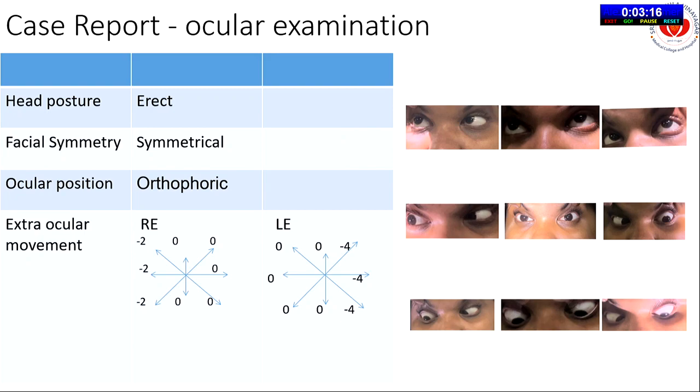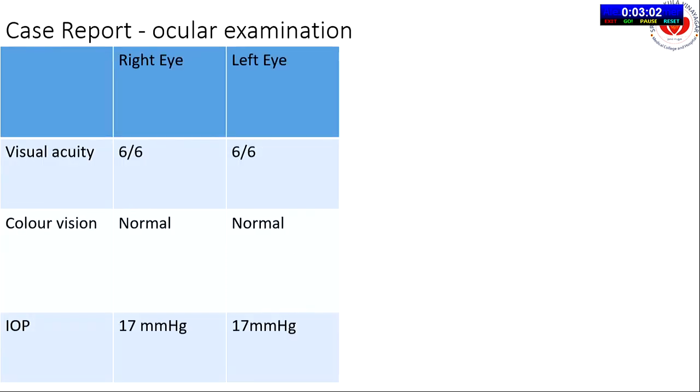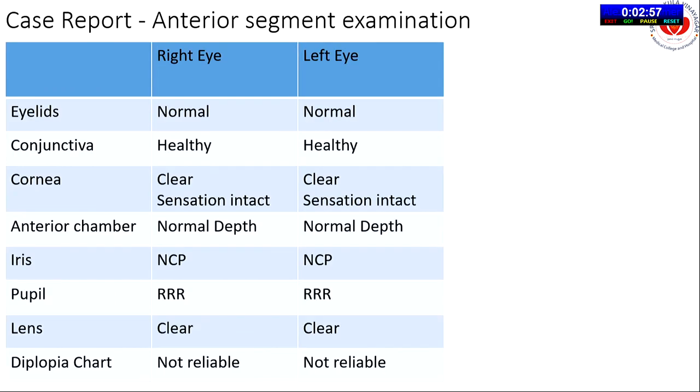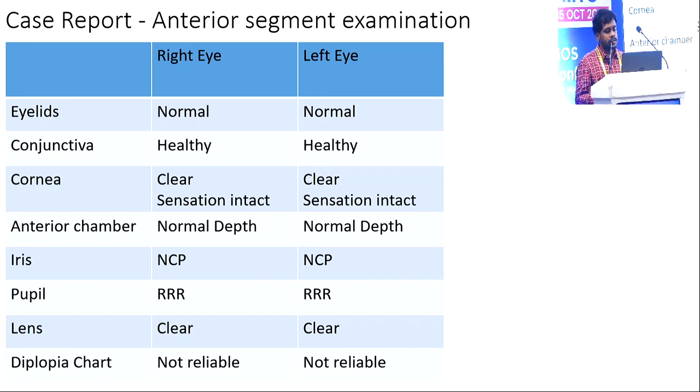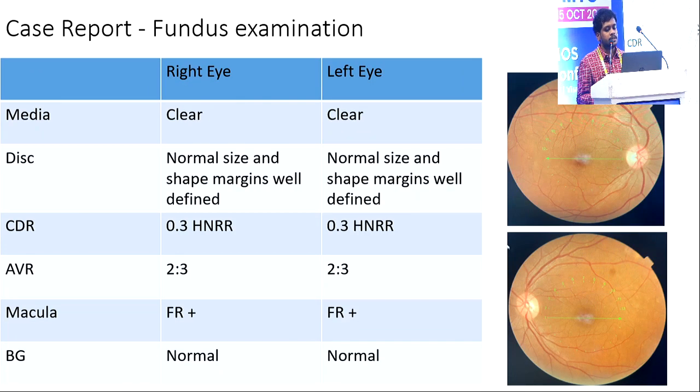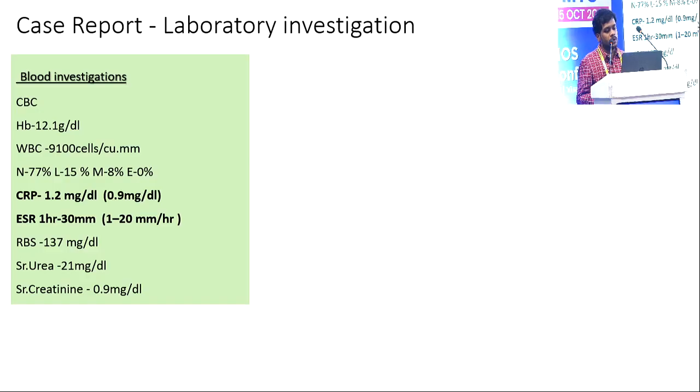Moving on to ocular examination. Head posture was erect, facial symmetry was symmetrical, and ocular position was orthophoric. In extraocular movement, there is a restriction in abduction laterally. Visual acuity was normal, color vision was normal, and IOP was within normal limits. In both eyes, anterior segment examination on slit lamp was within normal limits, and the diplopia chart was not reliable here. Fundus examination was within normal limits.